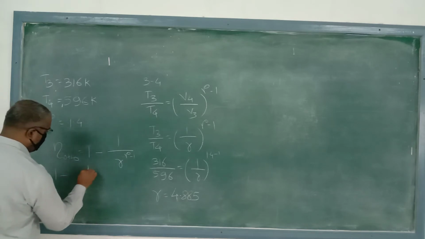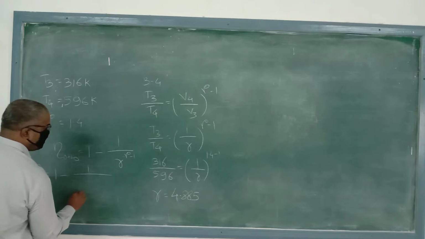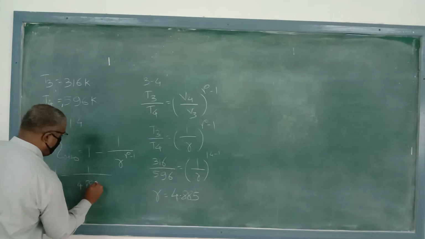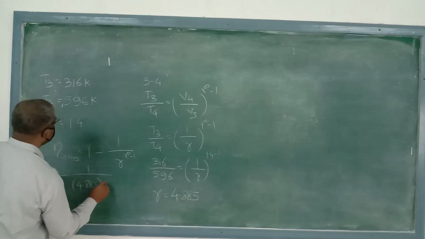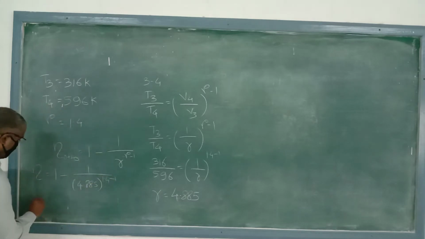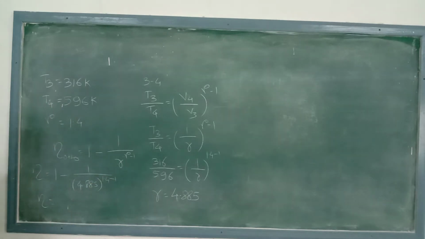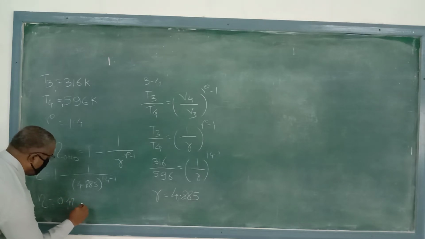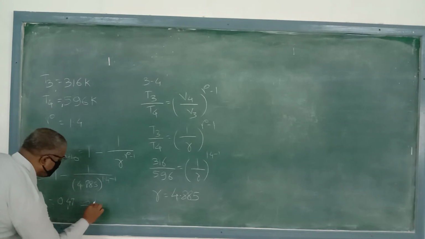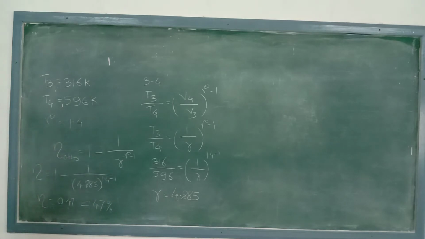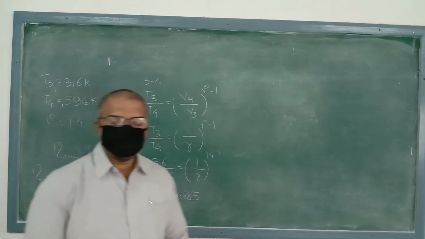Now we know the value of r, so we can substitute it in the efficiency formula: 1 minus 1 upon 4.885 raised to 1.4 minus 1. After solving this, we get the efficiency of the Otto cycle as 0.47, which is equal to 47%.